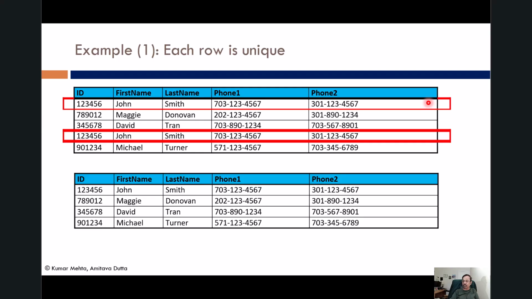I get rid of one of the duplicates, and then I'm left with John Smith as one value. Okay, so this is removed. So I'm left with these four rows. So duplicates have to be removed. I can't have duplicate rows in a relation.